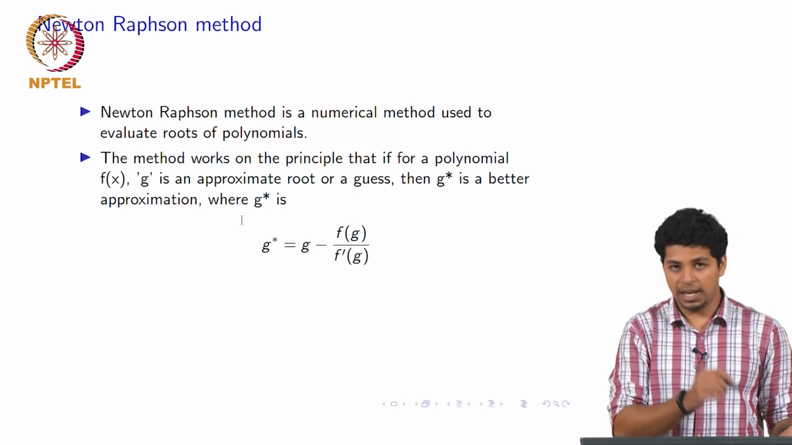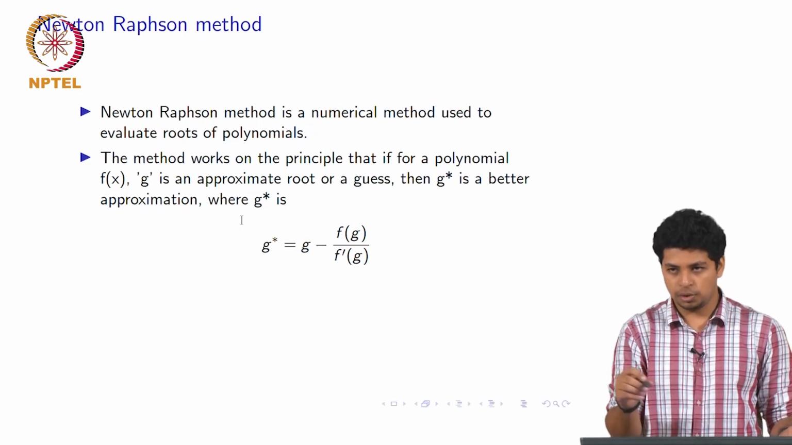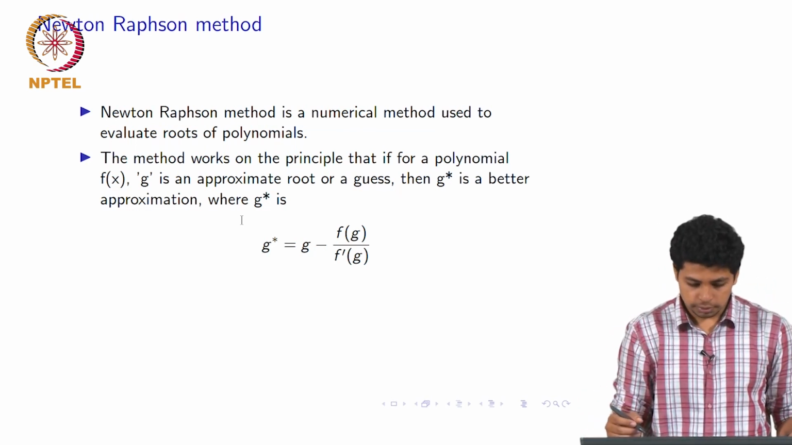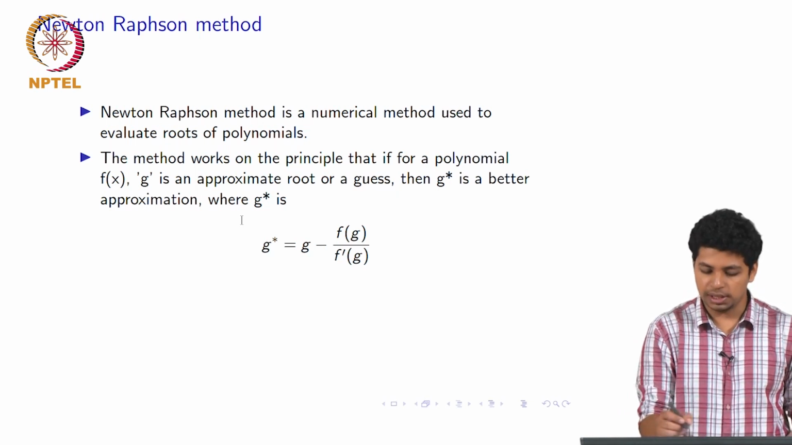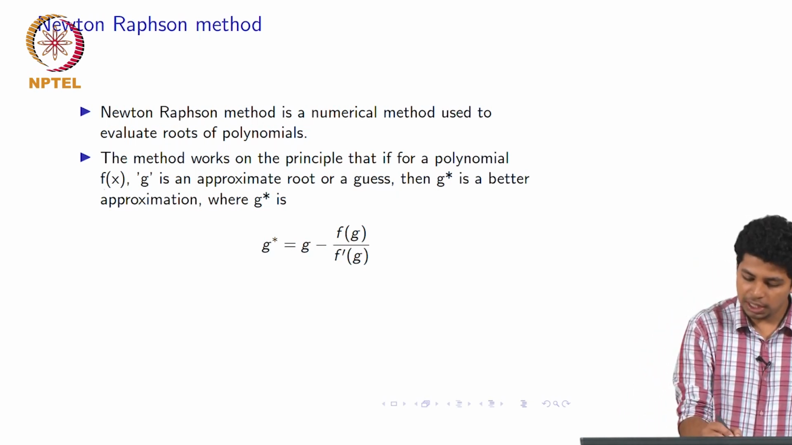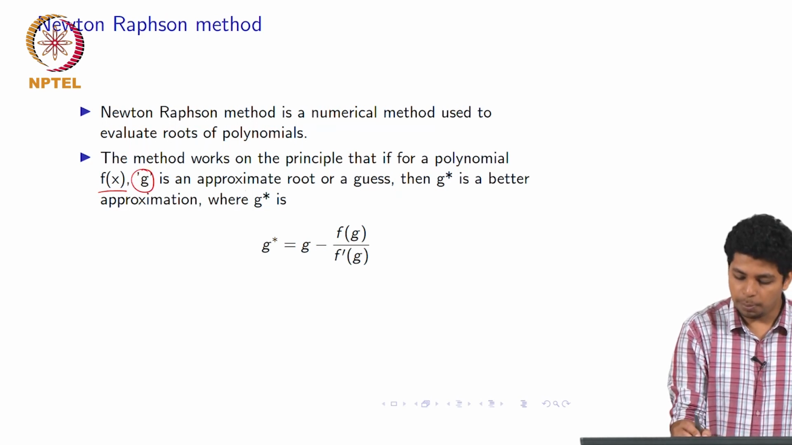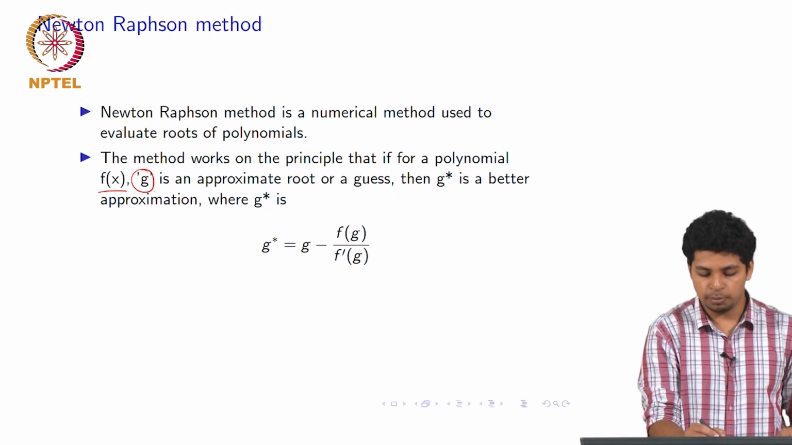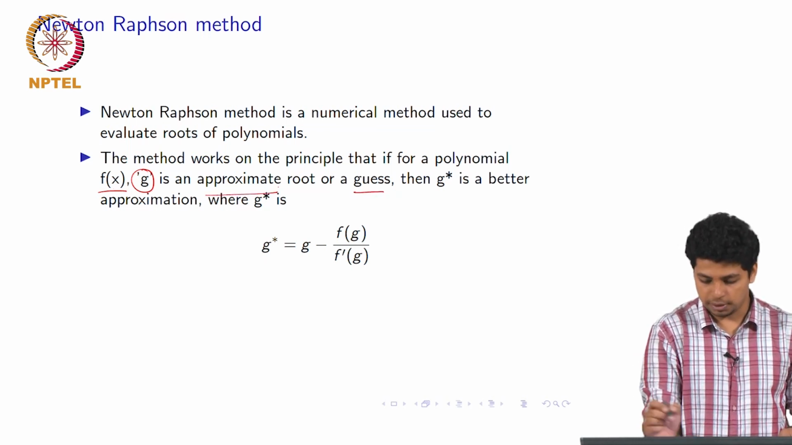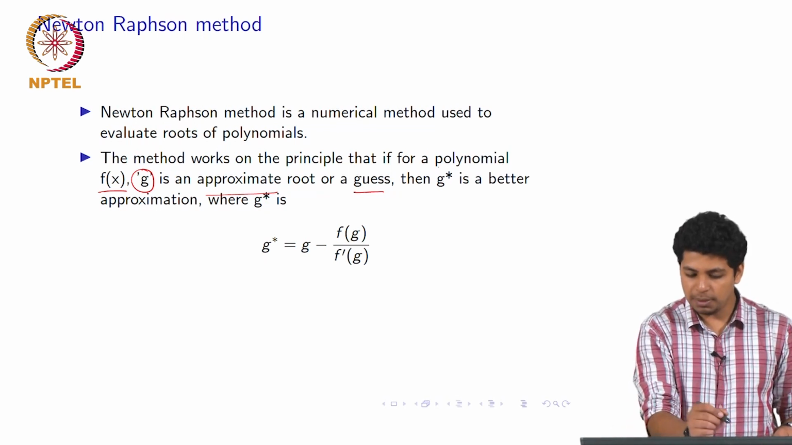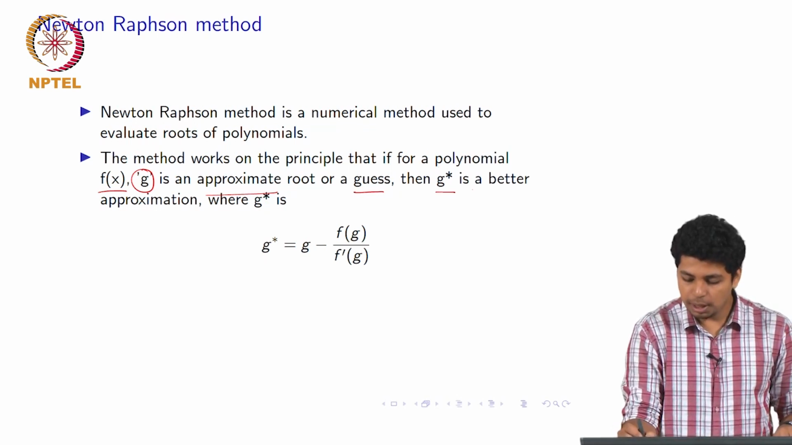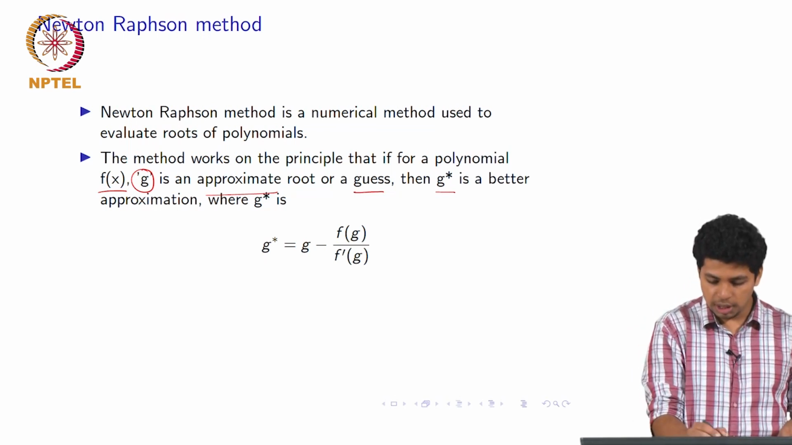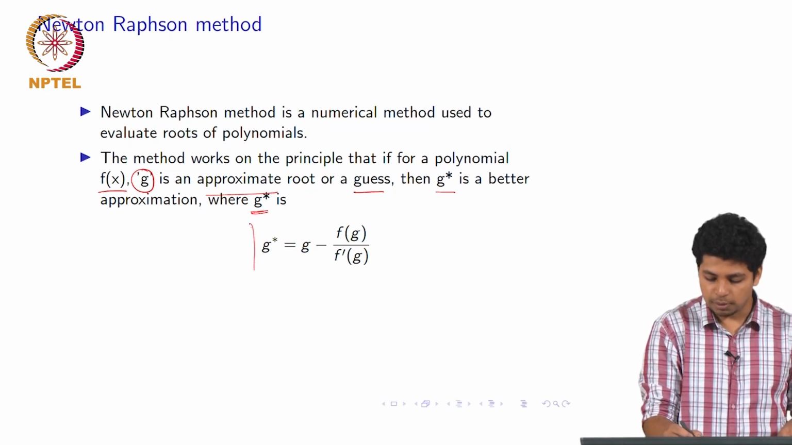So the value of x for which the equation is as close to 0 as possible, that is a solution, and this method is called a numerical method. Now, how the Newton-Raphson method works is, if for a polynomial f of x, g is an approximate root, that means g is a value of x which we have put as an initial guess or an approximation, then the Newton-Raphson method says that g star is a better approximation, that means f of x is closer to 0 for g star than for g, where g star is given by this equation.